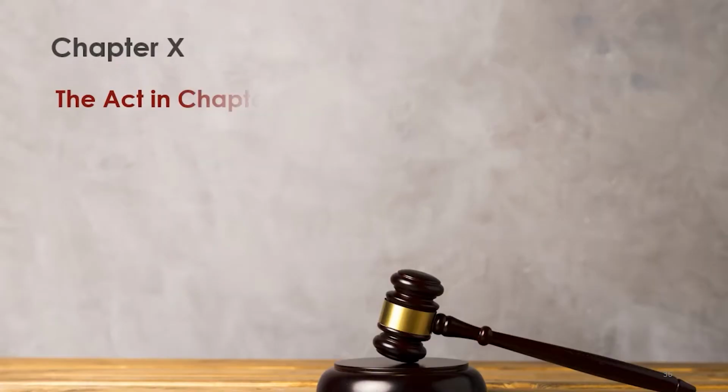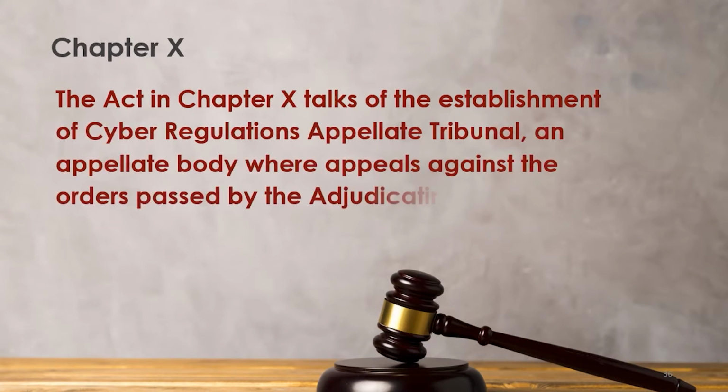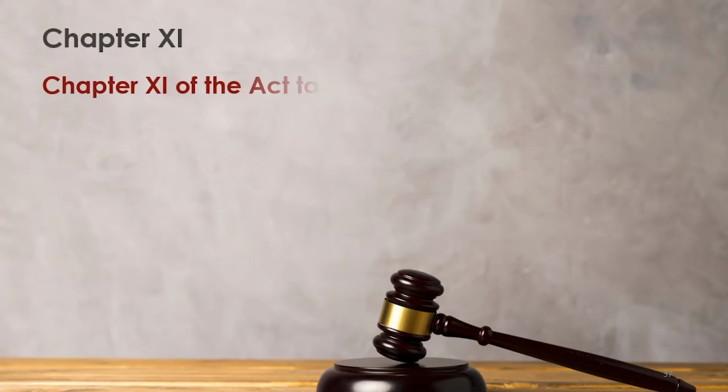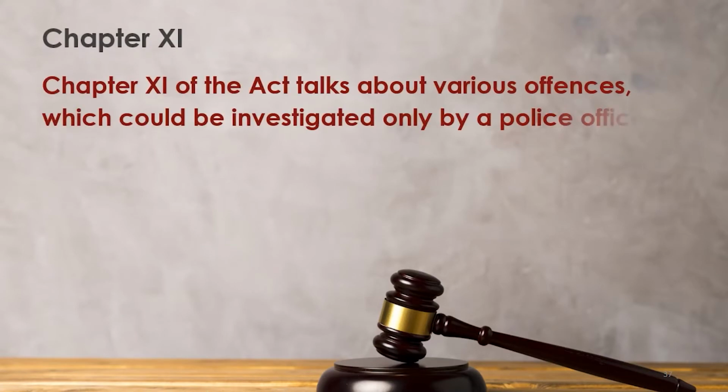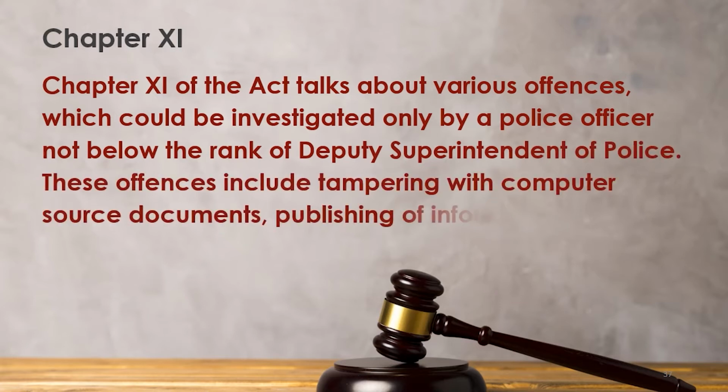Chapter 10 talks about the establishment of the cyber regulation appellate tribunal. When there is an issue and you are not satisfied with the judgment of the director or whoever has been appointed to look into the matters, then you need to have an appellate authority. How to appoint an appellate tribunal, who the members are, and what the regulations are, is defined in chapter number 10. And chapter 11 talks about various offences which could be investigated only by a police officer not below the rank of a DSP or Deputy Superintendent of Police.